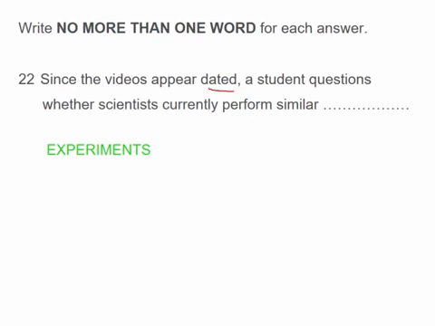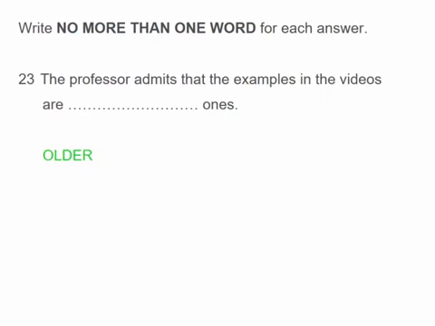Okay, next one. The professor admits that the examples in the video are, okay, if you got the last answer, again, this might be a place for prediction. You could maybe guess that a word like older is coming next, but of course you need to listen for it. And this is where it came in the passage right here. You're right, though. The examples in the video are older ones from the 1960s and 70s.